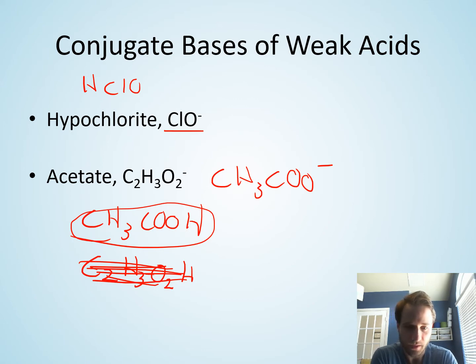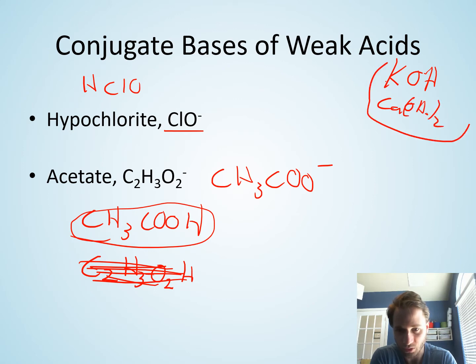Again, our only strong bases are alkali and alkaline earth hydroxides, like potassium hydroxide, KOH, and calcium hydroxide, Ca(OH)2. These are strong bases. Everything else is going to be a weak base.